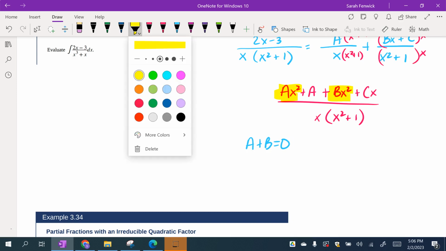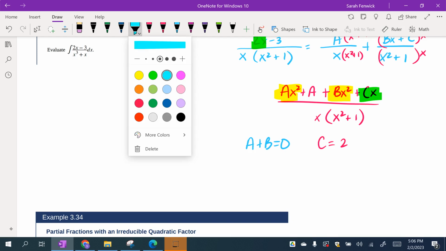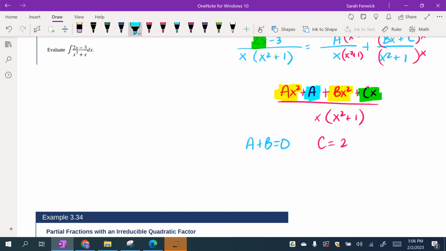Then my x's, cx equals 2x, so c equals 2. They made that easy, didn't they? And then a is my last one, my constant, equals negative 3. So a equals negative 3. Negative 3 plus b equals 0, so b equals positive 3.